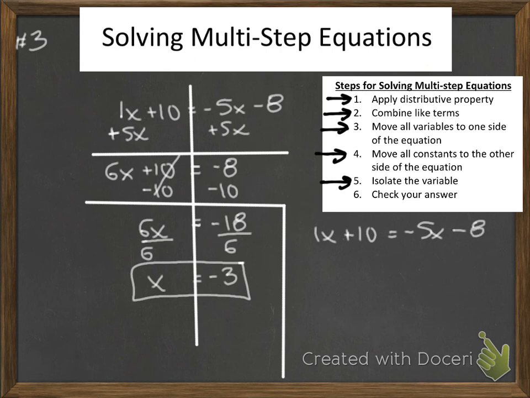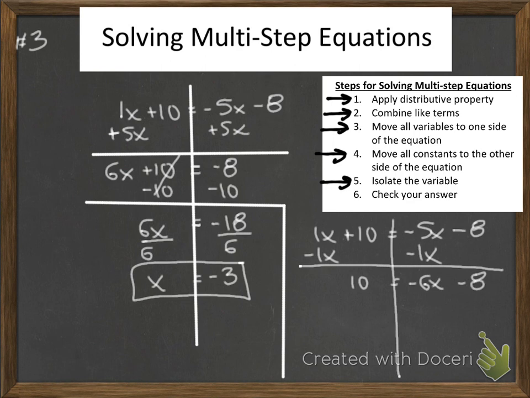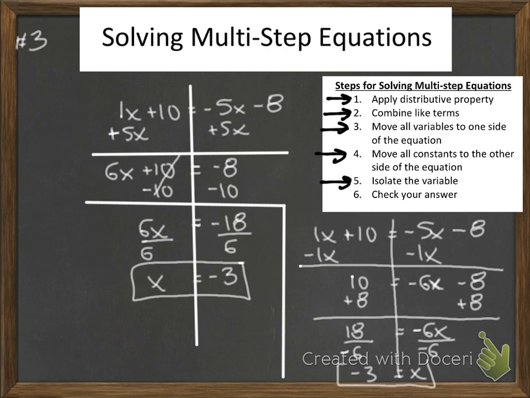So let's subtract 1x here, subtract 1x here. I'm drawing this line here. So I have 10 is equal to negative 6x minus 8. Again, I don't want to move the 10 here. You do not want to do that. You want to move the 8 because we're trying to move things away from the variable, not towards the variable. So I need to add 8 to both sides here. 10 plus 8 is 18. 18 equals negative 6x. Divide both sides by negative 6. We get negative 3 is equal to x. Notice that's the exact same answer that we got doing it the other way.